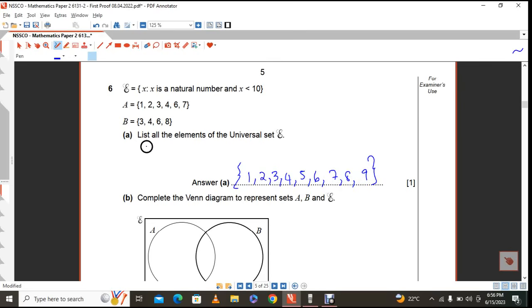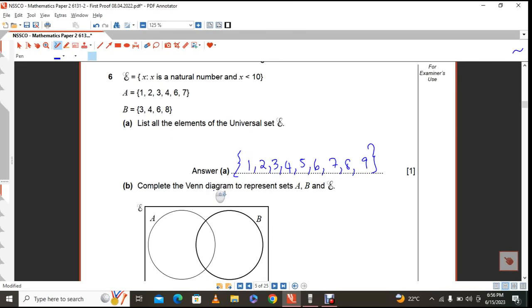Okay. Then we now have to complete this universal set. So first of all, I'm going to look at set A and B, and I'm going to see what is it that they have in common. Of course, they have a 3 in common. Okay, so I'm going to write that 3 in here, the overlap. What else do they have in common? Of course, they have a 4 in common, as well as a 6 in common. So in here, I'm going to have my 3, my 4, and my 6. Doesn't really matter how you write them.